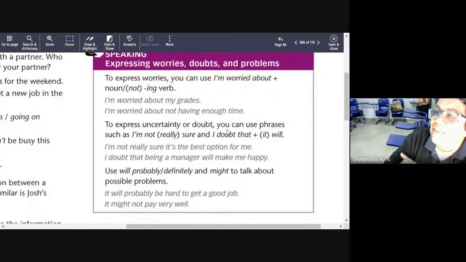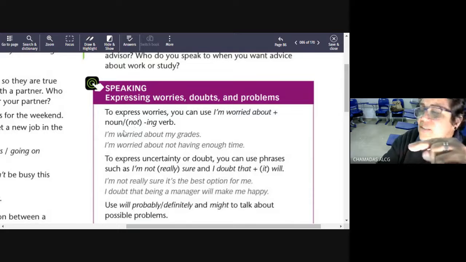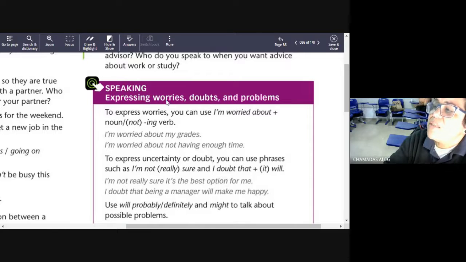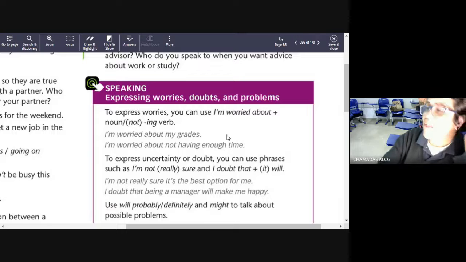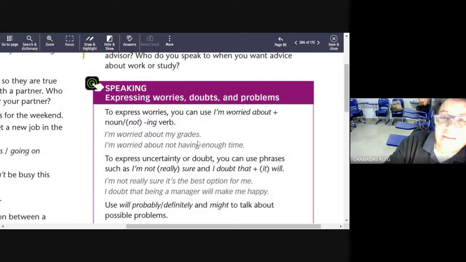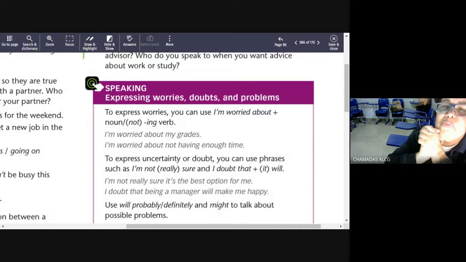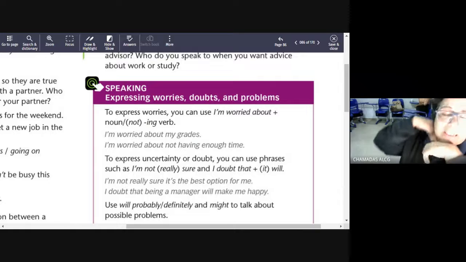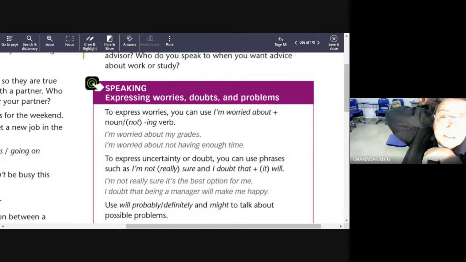Now, this leads us to the next topic, which is expressing worries, doubts, and problems. Because sometimes, yeah, we get worried about things, right? Especially when it's job concerned. Because it's like choosing a career, like the same thing when you have to decide which college you're going to major in. You say, oh my God, I don't know. What am I going to do, right? So you have to really think it over.